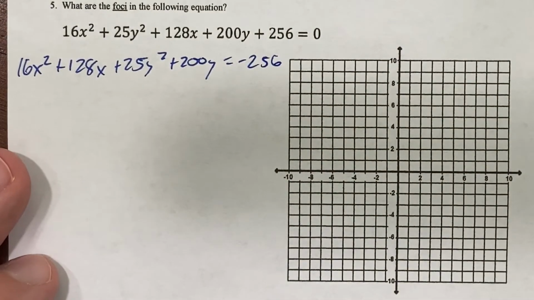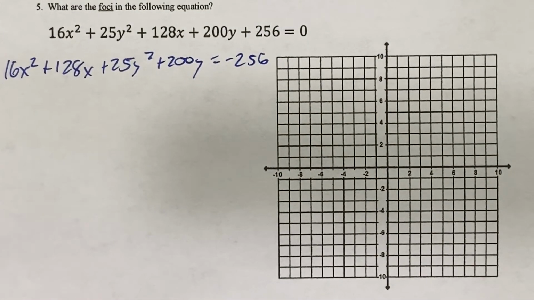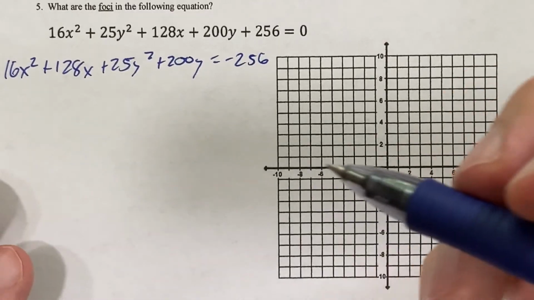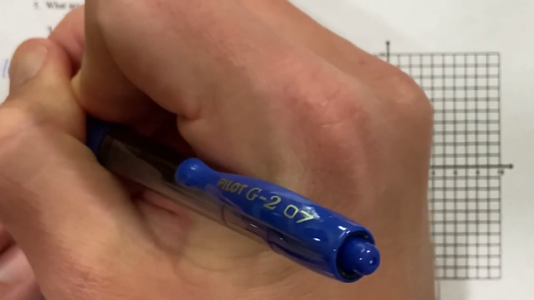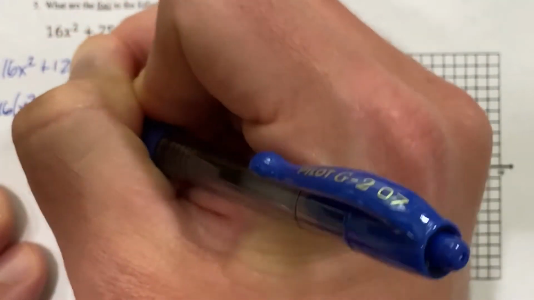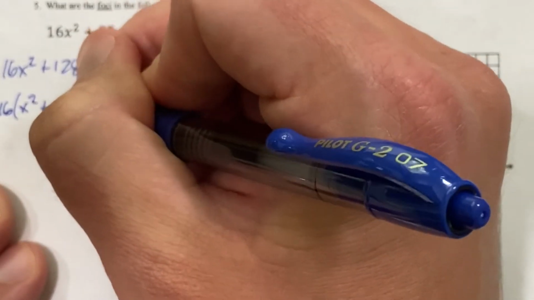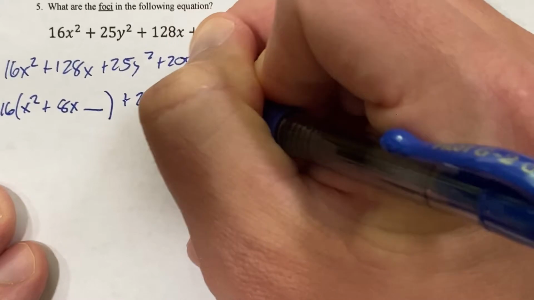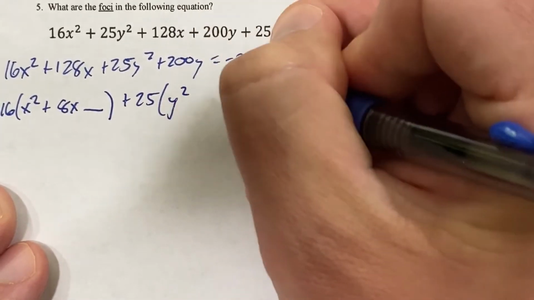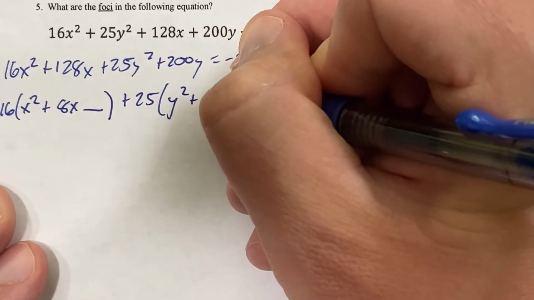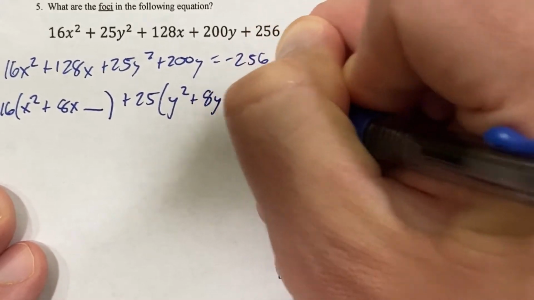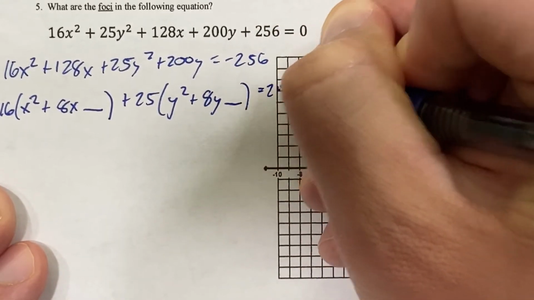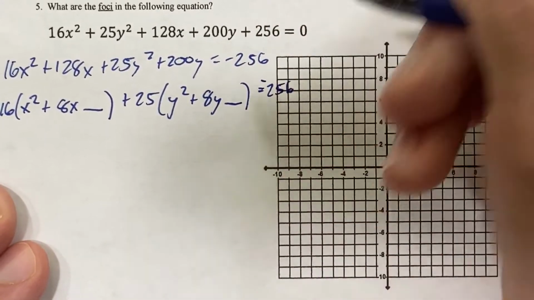Took that constant to the other side, just like I did on number 2, I think. And I'm going to factor out a 16 right here. So 16x squared, I think that's 8x, leave a little space, plus 25y squared plus, I think that's 8y as well, equals negative 256.